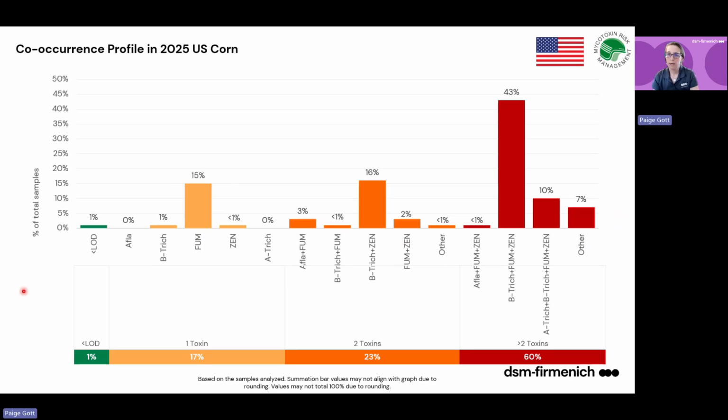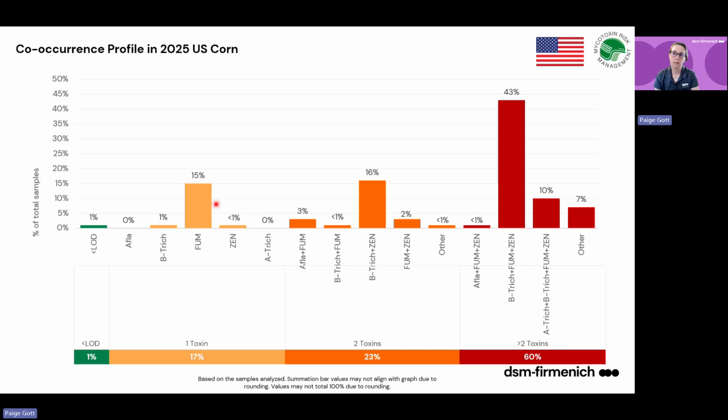When we break down that data into the specific toxin profiles, so which toxins are we seeing that fit into those categories? Again, we have the percent of total samples on the y-axis, and then those different profiles across the x-axis. The green shaded bar, again, represents those samples below the limit of detection for every metabolite they were screened for. Again, just 1% of our data set. 17% of the samples are positive for just one type of mycotoxin, as indicated by the yellow bars here, similar to what we had with the yellow line on the previous graph.